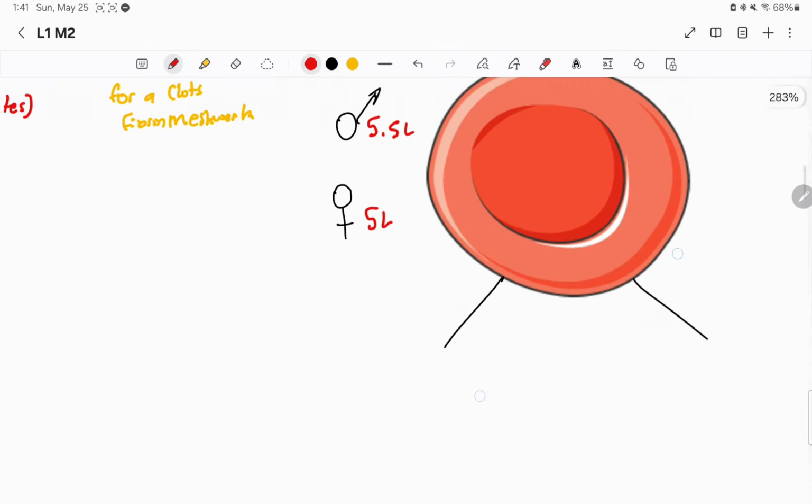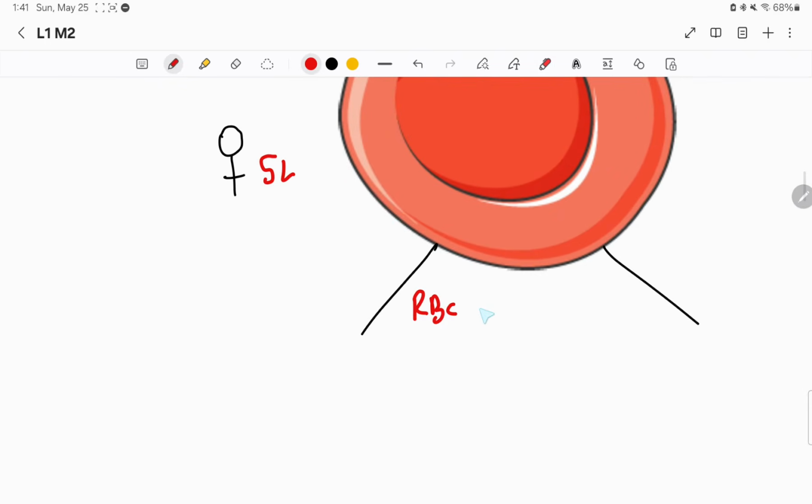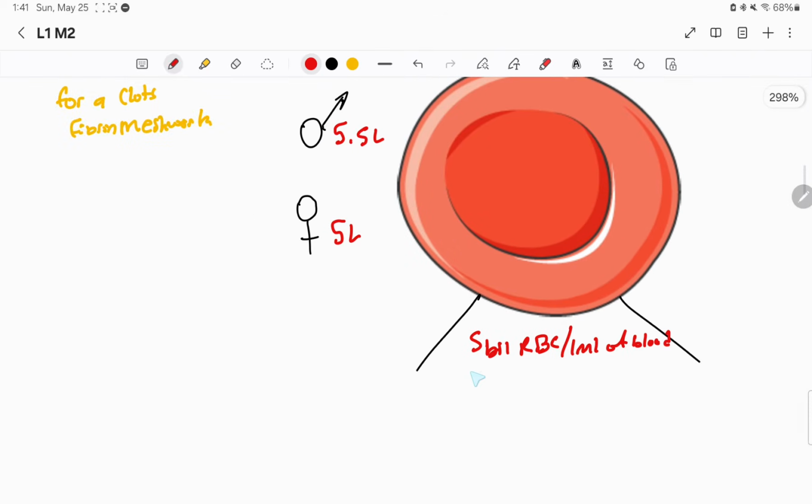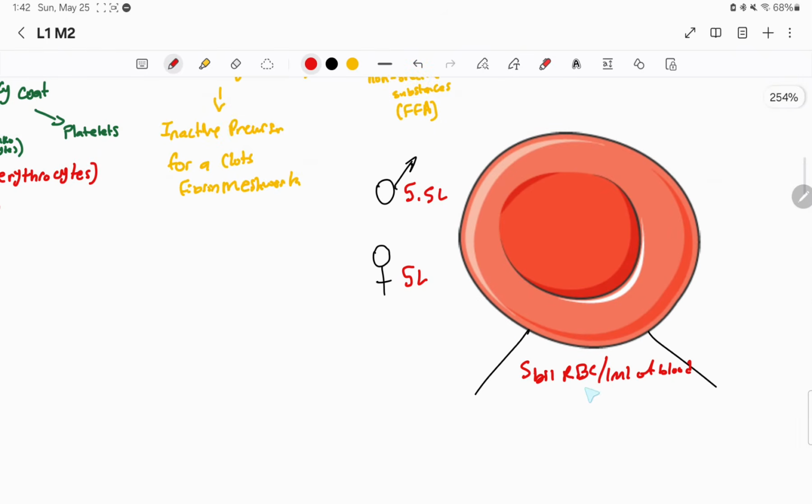There are approximately 250 billion red blood cells per 1 milliliter of your blood. And so you can imagine that if we have 5 liters of blood, or 5.5 liters, then we have trillions, like 25 to even 30 trillion red blood cells inside of our body. That's an insanely huge number.